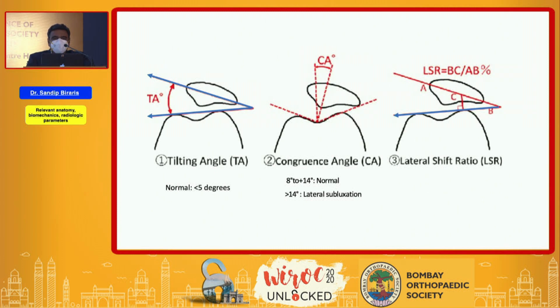Similarly, there is a ratio called the lateral shift ratio. You draw the tilting angle as shown, then take a vertical perpendicular at the level of the highest point of the lateral trochlea, and then the ratio between line BC and AB is called the lateral shift ratio of the patella. It helps in knowing how much the patella is shifting laterally. Another angle is the congruence angle. You draw the sulcus angle, bisect the sulcus angle in the center, then draw another line through the center of the patella. The angle formed between this bisecting line and the central line is called the congruence angle.